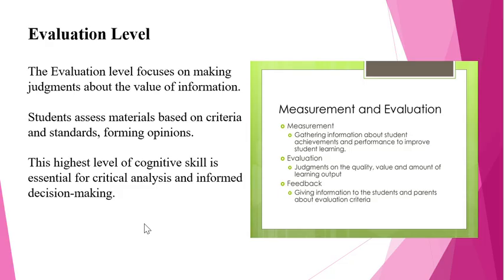Now we have the evaluation level. The evaluation level focuses on making judgments about the value of the information. It basically involves criticism about the piece of information, close analysis of that information, and then making a judgment. So students assess the material based upon criteria and standards and form opinions. This is the highest level of cognitive skill, and it is very essential for developing overall critical analysis and informed decision making. So, what is basically included in measurement and evaluation?